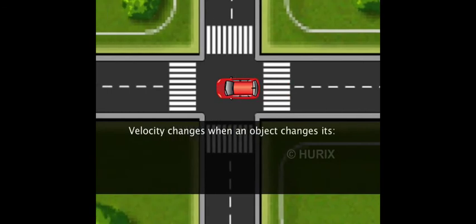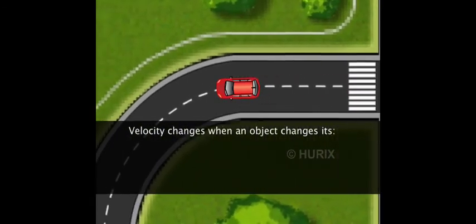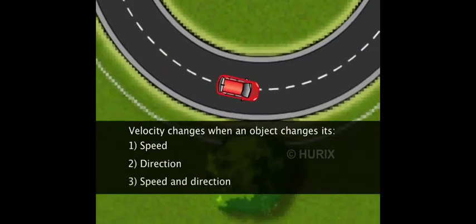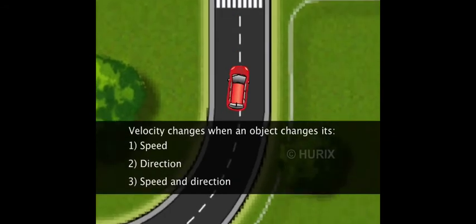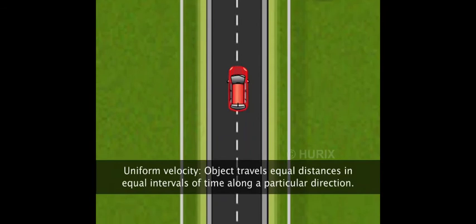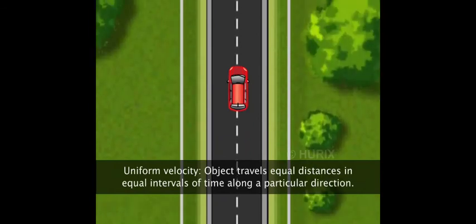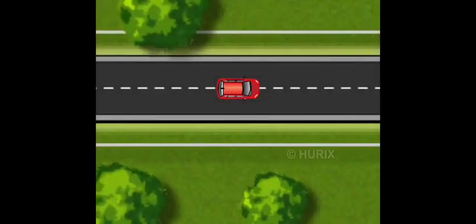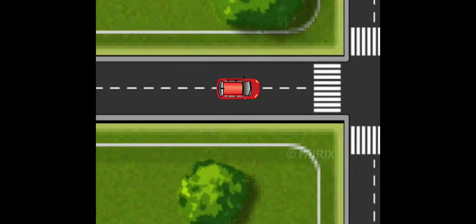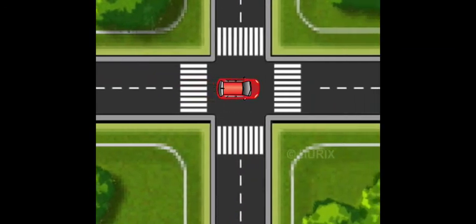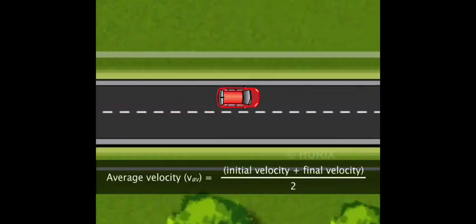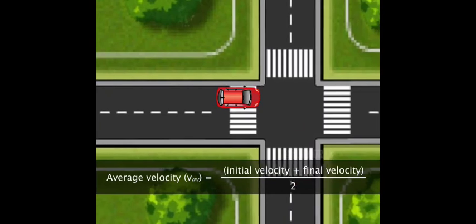Therefore, the velocity of an object changes when the object changes its speed or direction, or both speed and direction. An object is said to have uniform velocity when it travels equal distances in equal intervals of time along a particular direction. However, in real life, the velocity of an object constantly varies. So, we take the average of the object's initial velocity and final velocity.